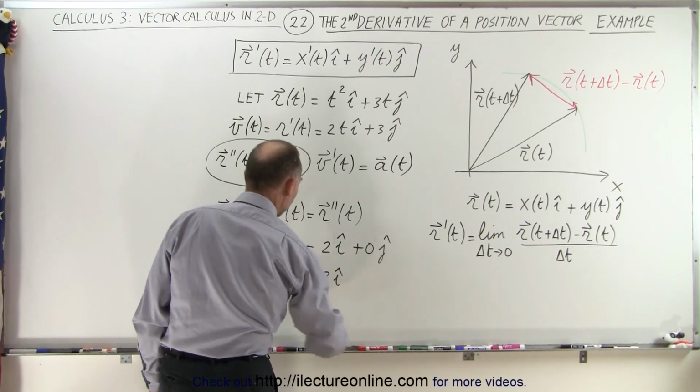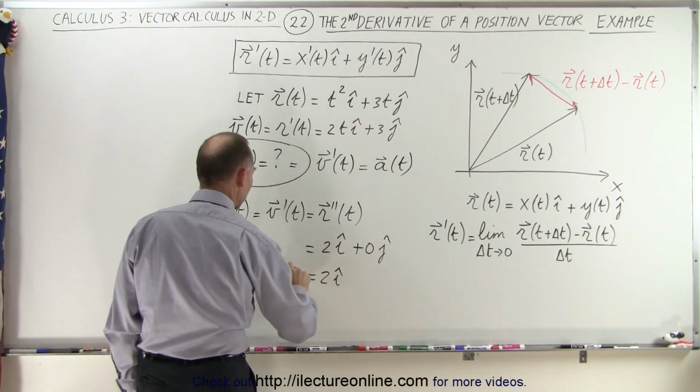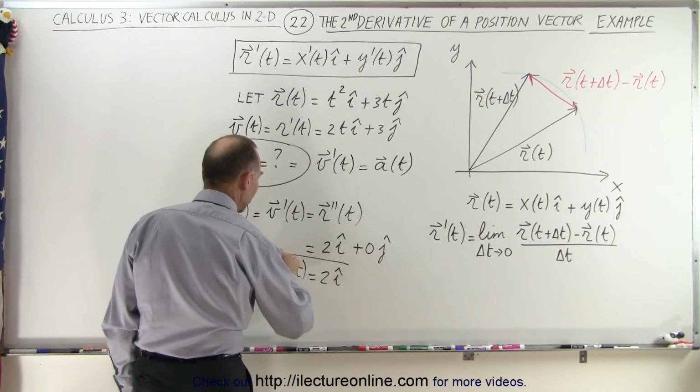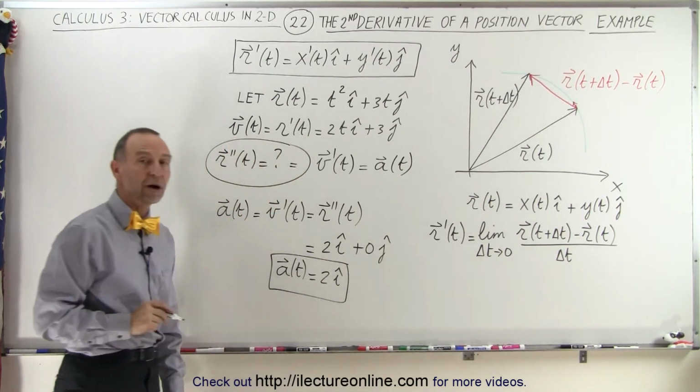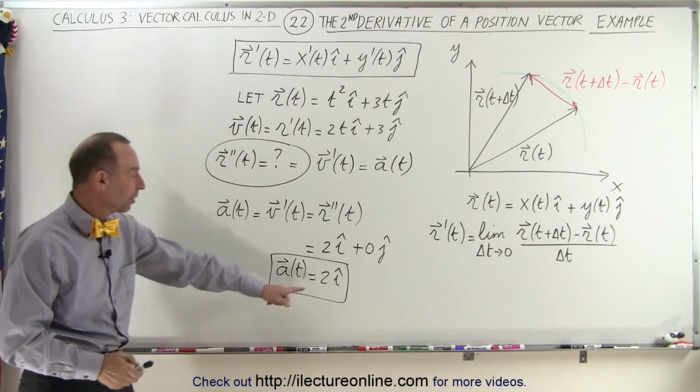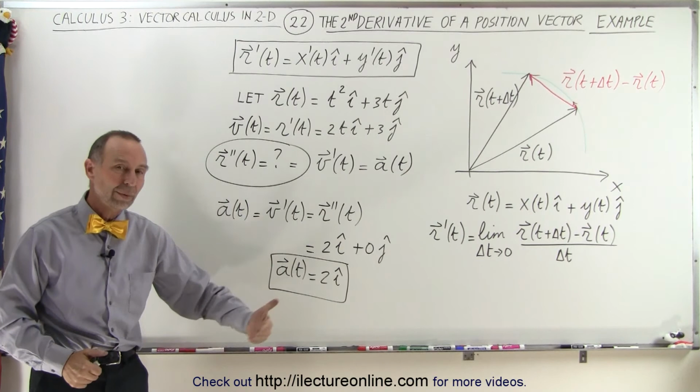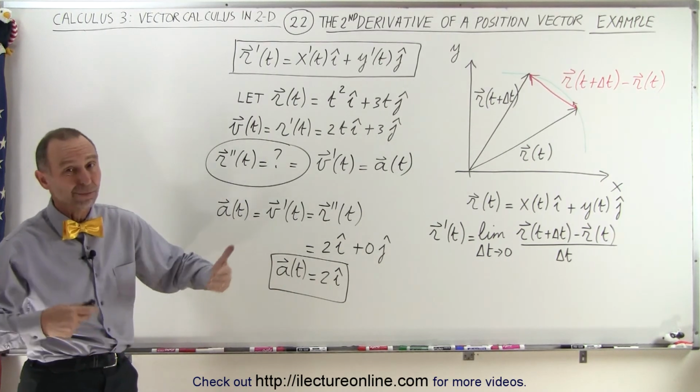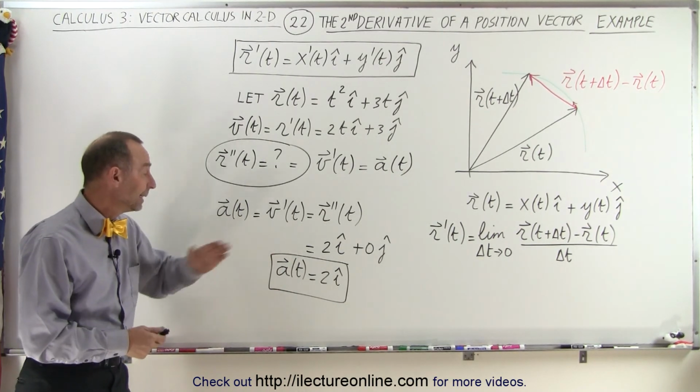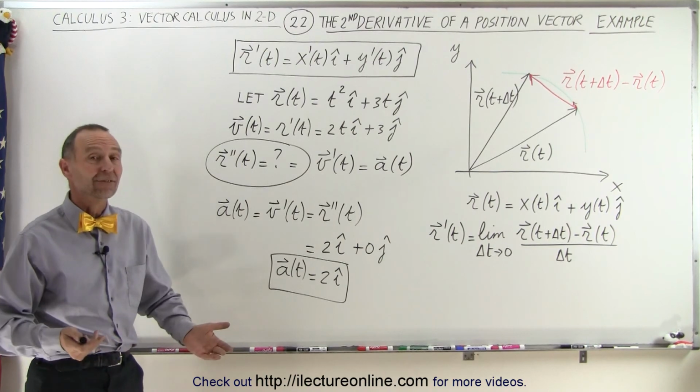there's only an x component, and we can see that the acceleration, which is the second derivative of the position, is a constant in the x direction. So it's accelerating at 2 whatever feet or meters per second squared in the x direction. And that's how it's done.